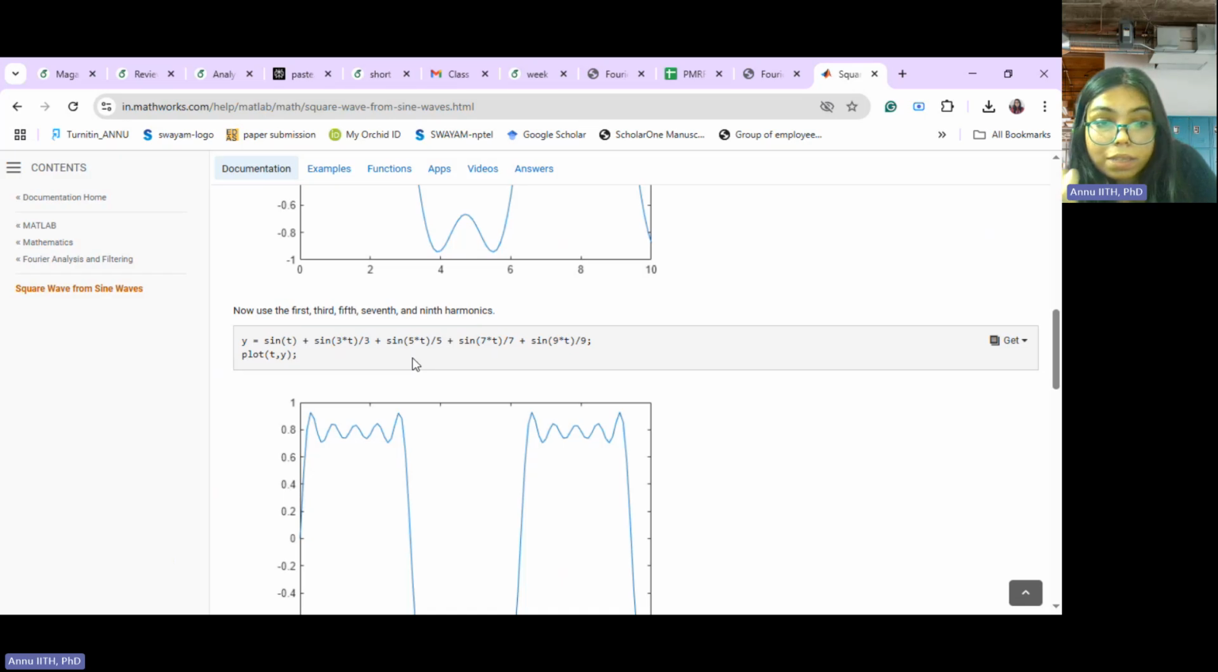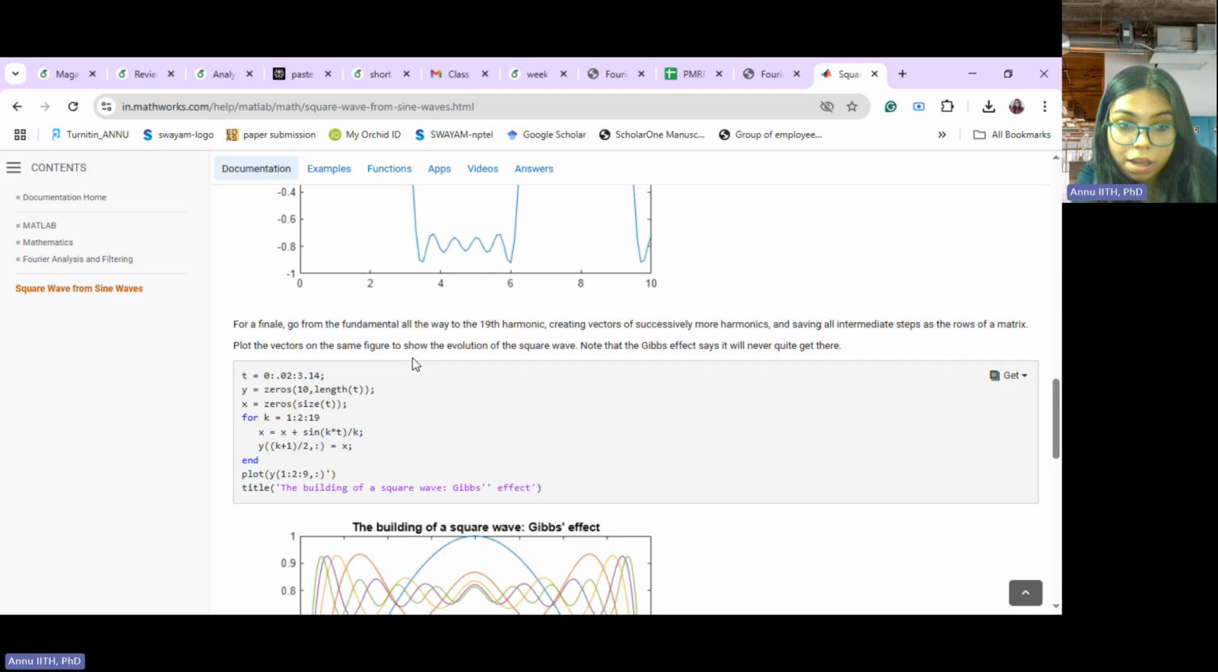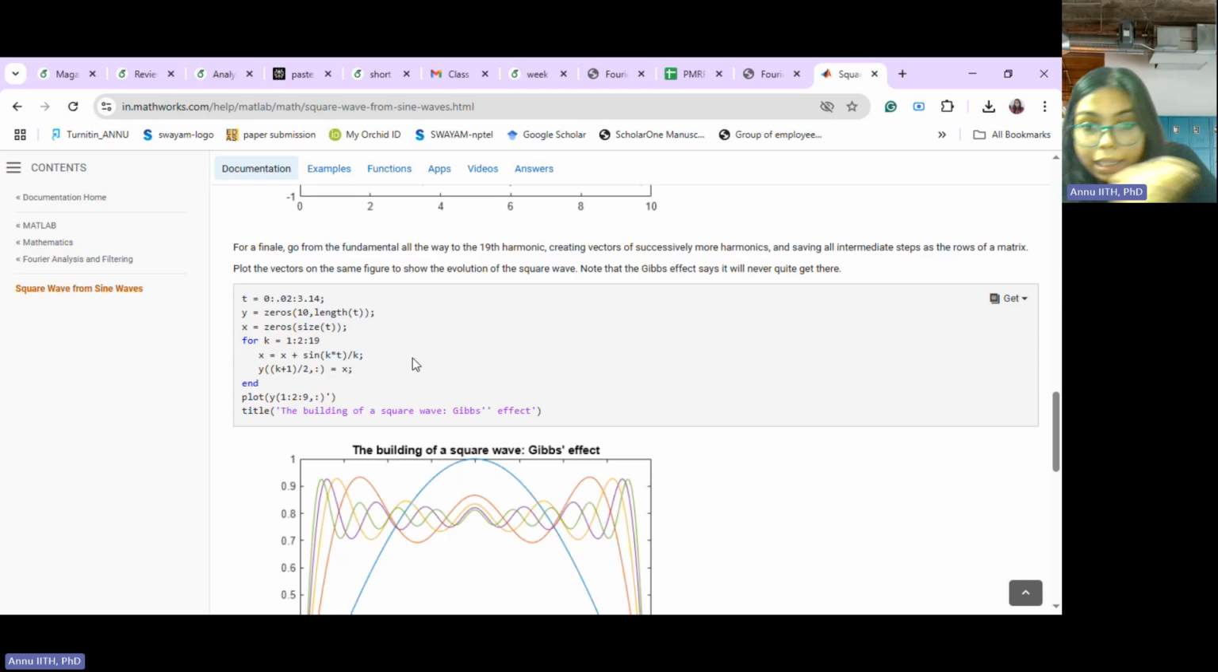Now use the first, third, fifth, seventh and ninth harmonics: sin t plus sin 3t by 3 plus sin 5t by 5 plus sin 7t by 7 plus sin 9t by 9, and we are plotting it here. We are getting something like this. For the final one, go from the fundamental all the way to the 19th harmonic, creating a vector of successively more harmonics. I have written a program, saving all the intermediate steps as rows of a matrix. Plot the vectors on the same figure to show the evolution of the square wave.